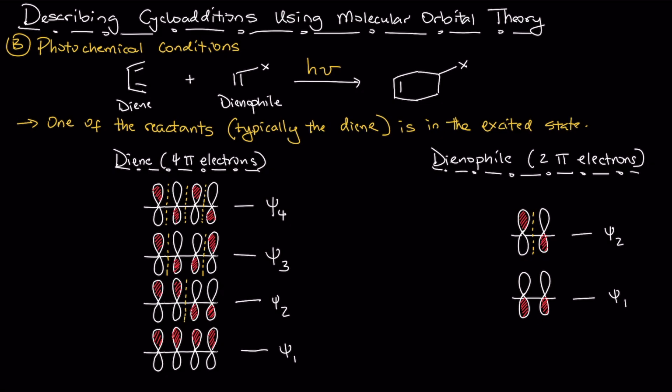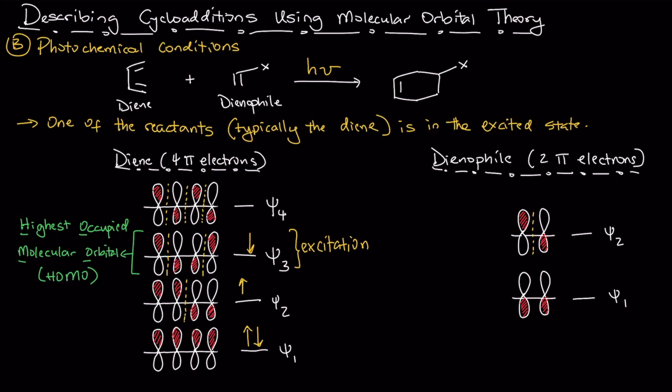So let's draw out the electronic diagram of the diene in the excited state. And here is the electronic diagram for the diene in the excited state. Note that we have essentially popped up one of those electrons that was in site 2, and we've put that in site 3. So that's the excitation. But what that means now is that there is a new HOMO, or a new highest occupied molecular orbital, which is site 3. So now site 3 is our highest occupied molecular orbital for our diene.